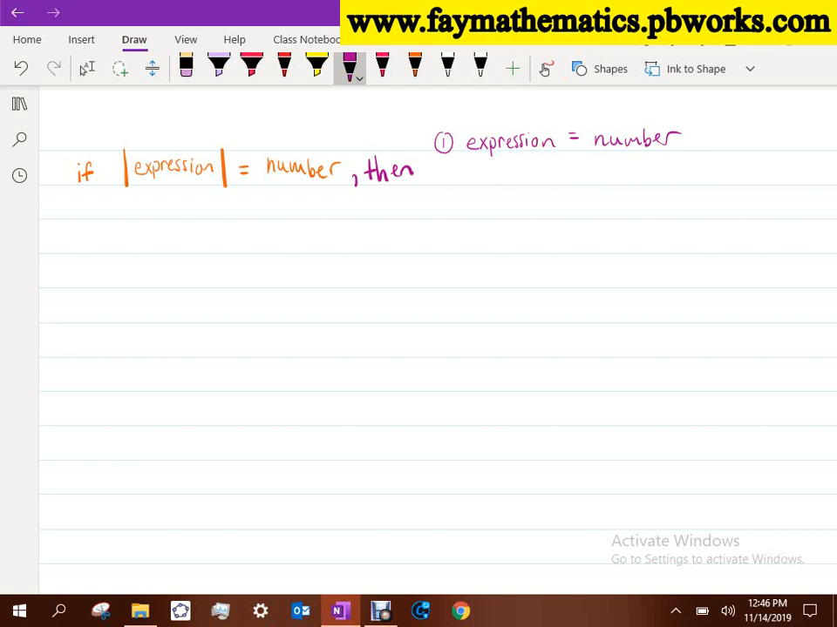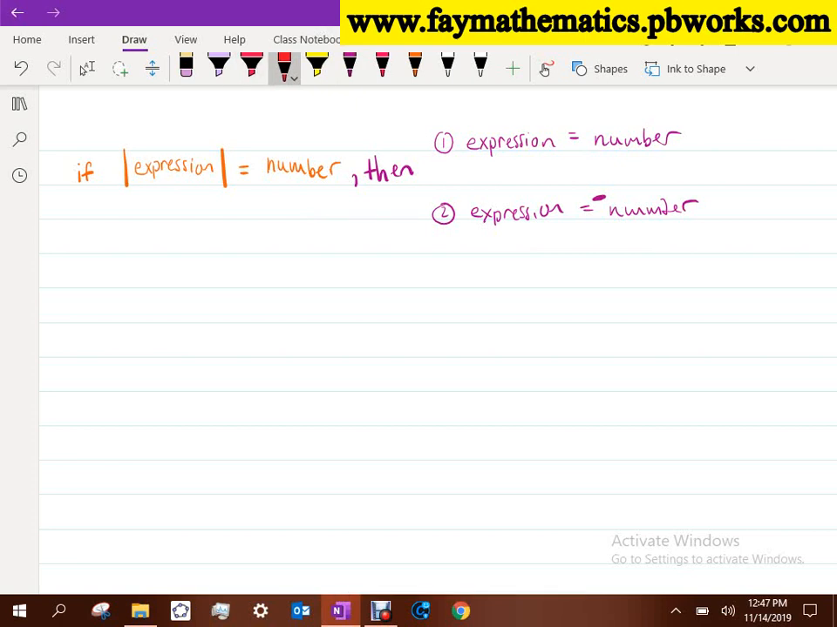So there has to be some type of payment for that ability to get rid of the absolute value bars. And the payment is that you have to come up with a second equation. The second equation is going to be the expression equal to the number, but what do I do to that number? I change it to the negative version. Now, this is really a non-mathematical way of writing this.